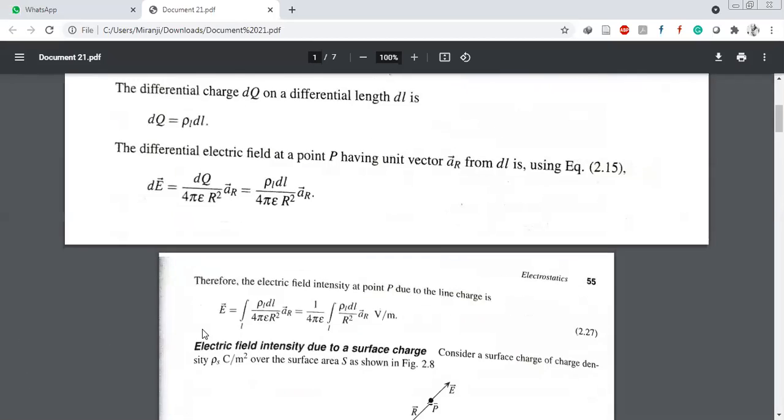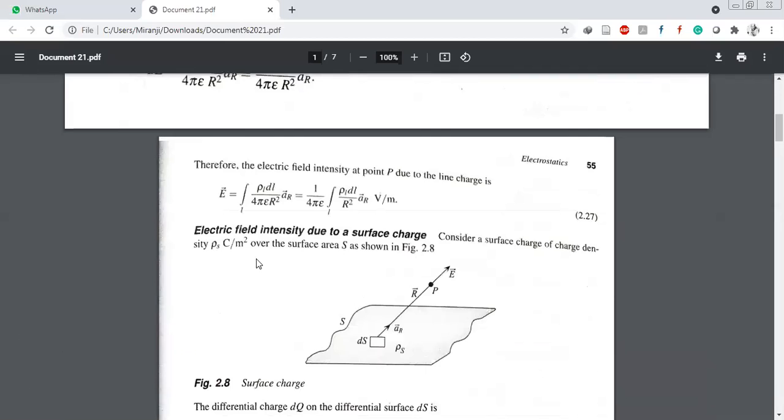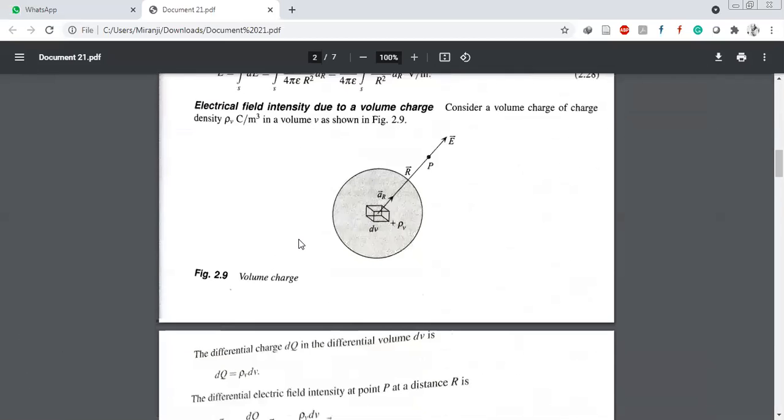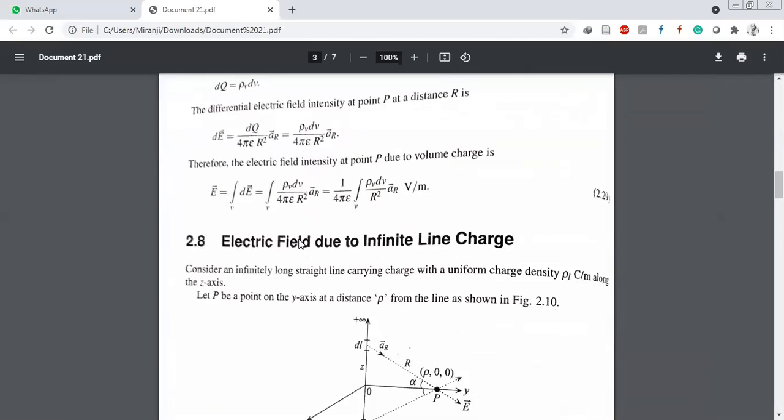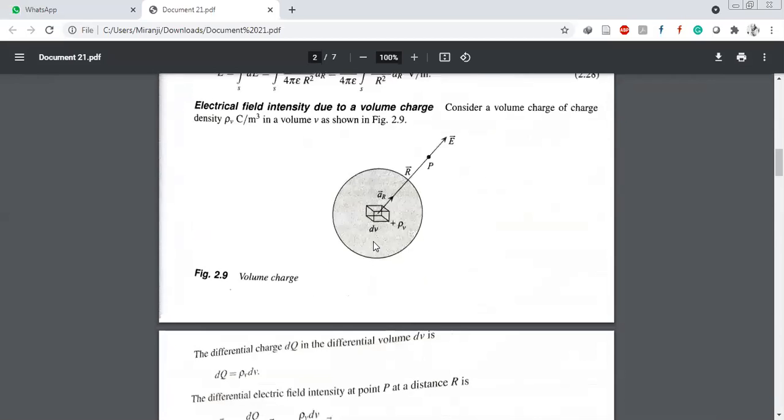Okay, did you get it? Okay, what we learned so far is very important from the short answer point of view. The electric field intensity due to charge distributions: electric field intensity due to line charge, electric field intensity due to surface charge, electric field intensity due to volume charge. Okay, these three cases we have to derive the expression for electric field strength for line, surface, and volume, right? For the short answer point of view, please go through these three definitions.